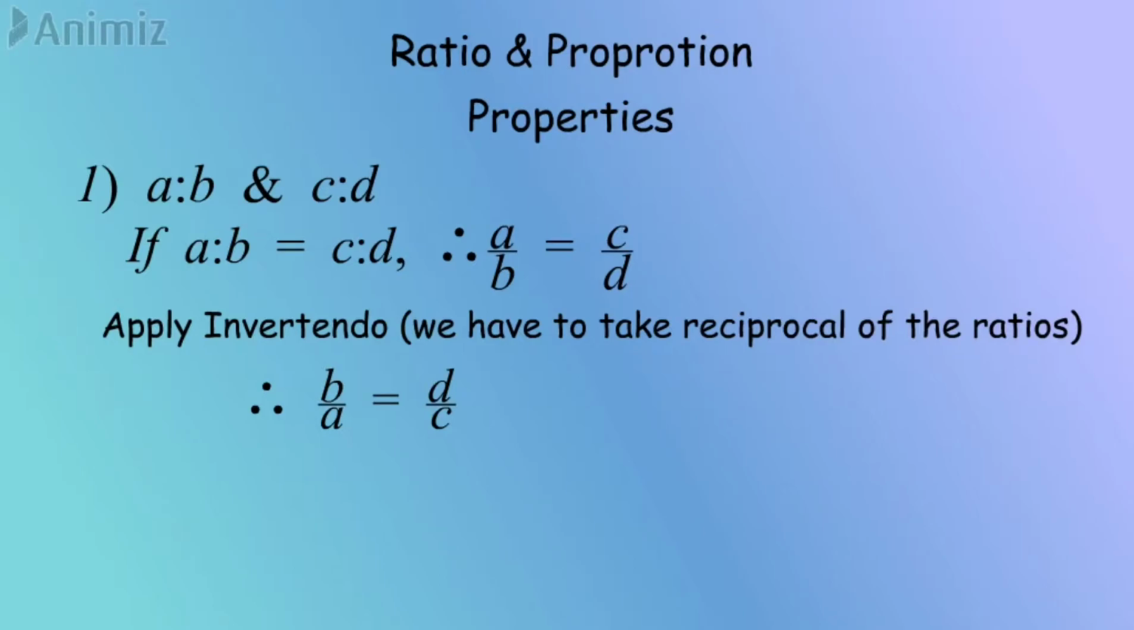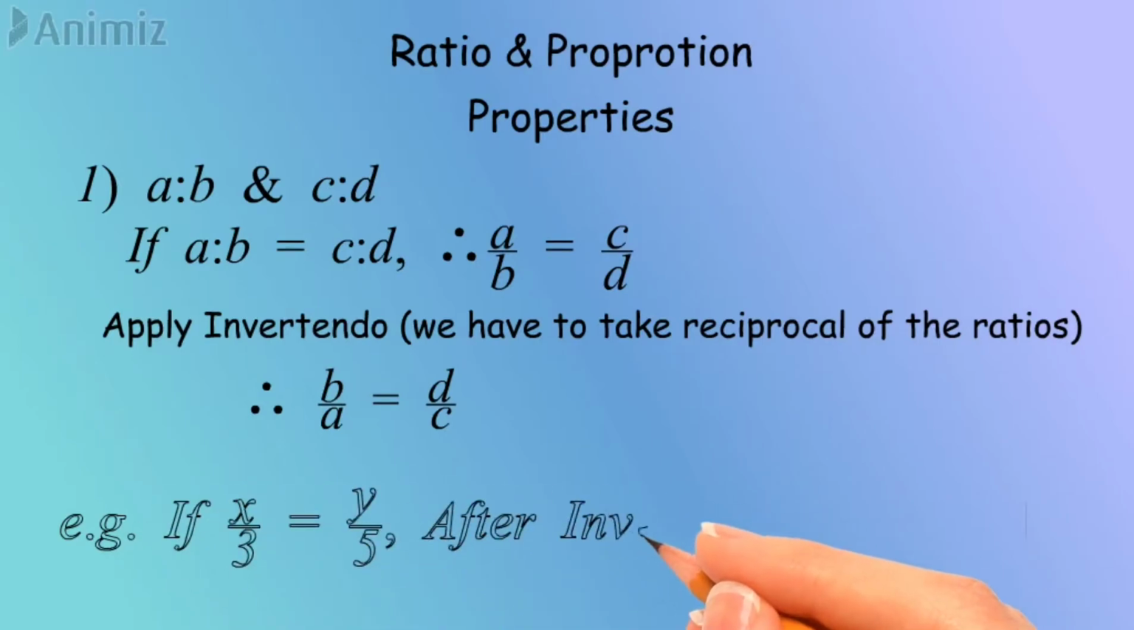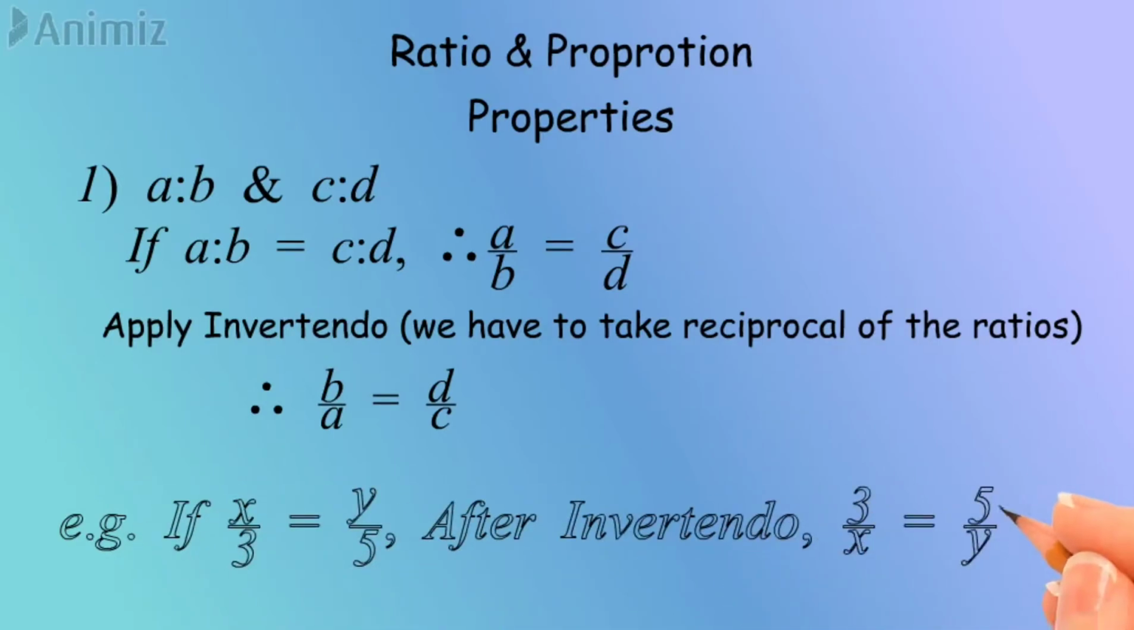Now let's discuss one example. If I take x by 3 equal to y by 5, then after invertendo, it will be 3 by x equal to 5 by y.